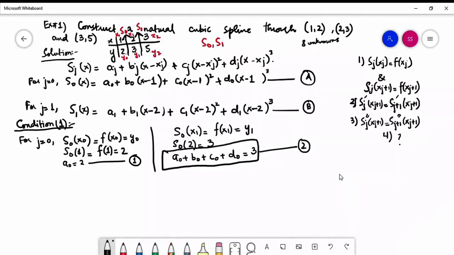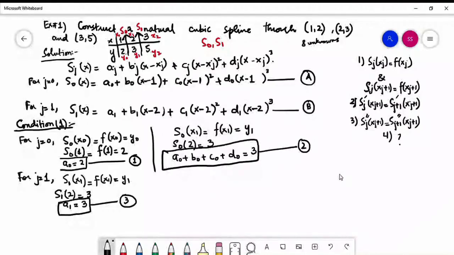Similarly, for j equals 1, you can apply here. That will be S1 of x1. Condition number 1 equals f of x1, that is equal to y1. So S1 and x1 point is 2, and y1 point is 3. If I apply this in equation B, S1 of 2, instead of x I would write 2. Then 2 minus 2 is 0, 2 minus 2 is 0, and 2 minus 2 is 0. So we will be left with only A1 equal to 3. So that makes it equation 3.